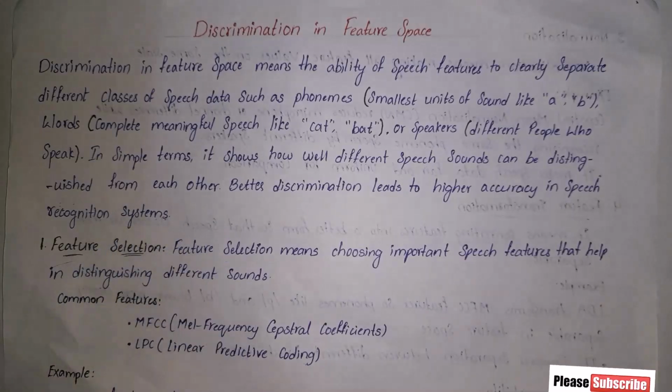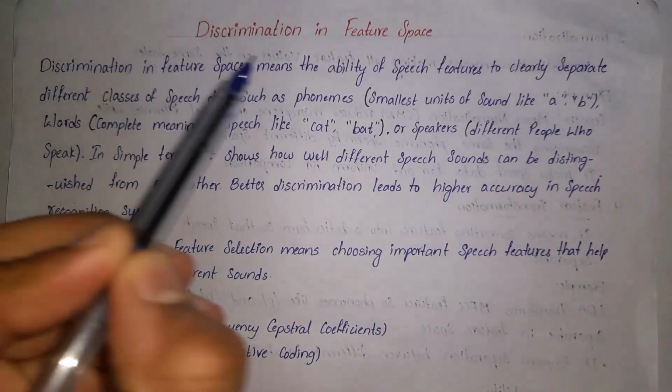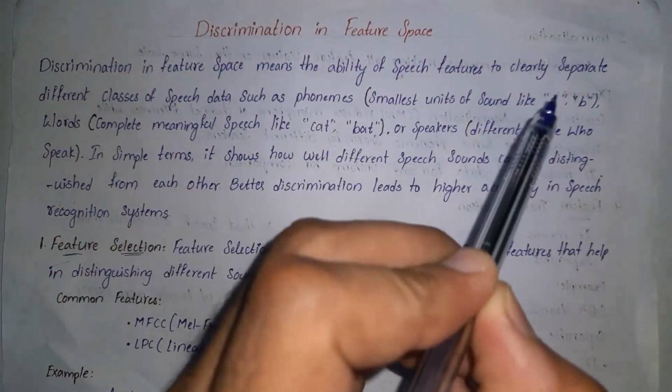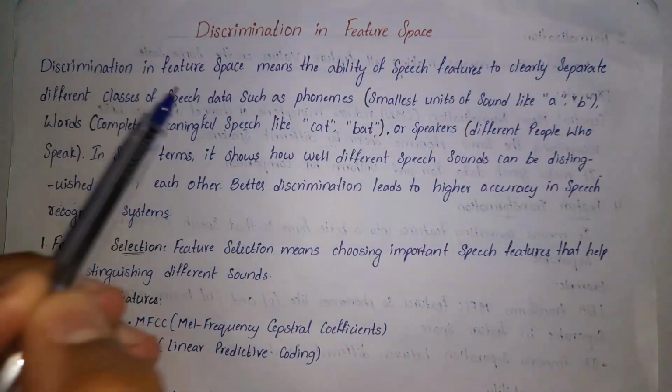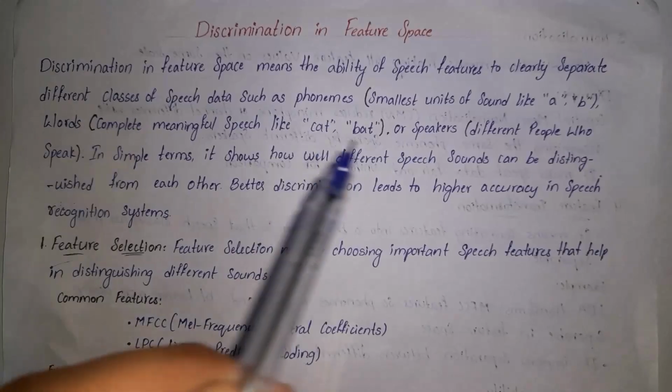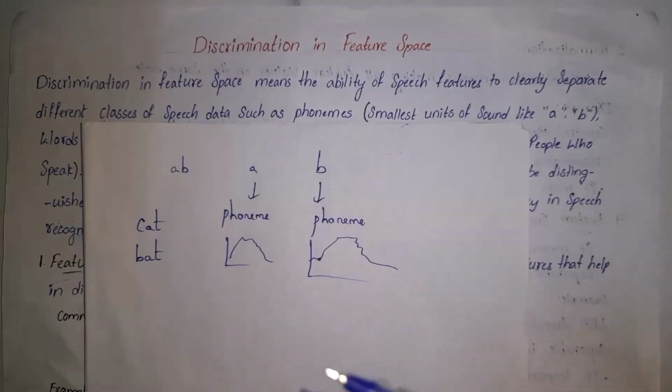Let's get started. Discrimination in feature space means the ability of speech features to clearly separate different classes of speech data such as phonemes, words and speakers. Guys, whenever we speak any word, we call each character a phoneme. For example, whenever I speak AB, A is one phoneme and B is one phoneme. As both follow different patterns, the system can easily differentiate A and B. If the system has the capability to separate our speech based on features, then it can easily understand our speech.